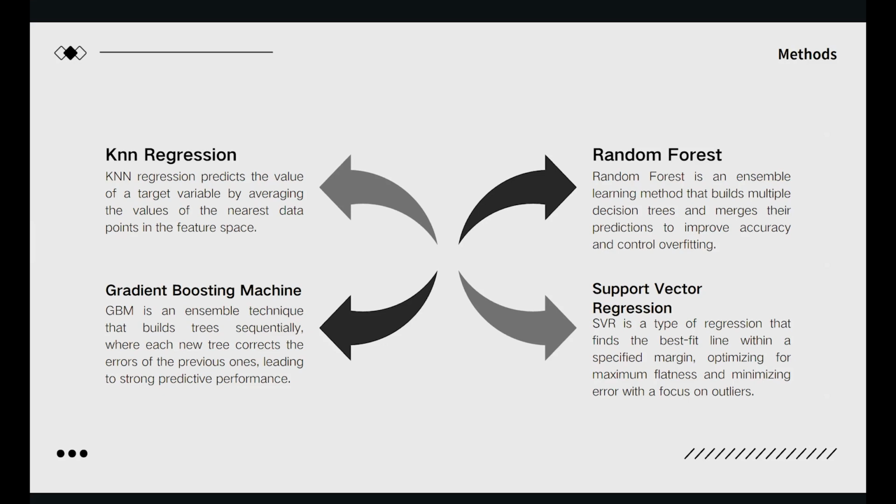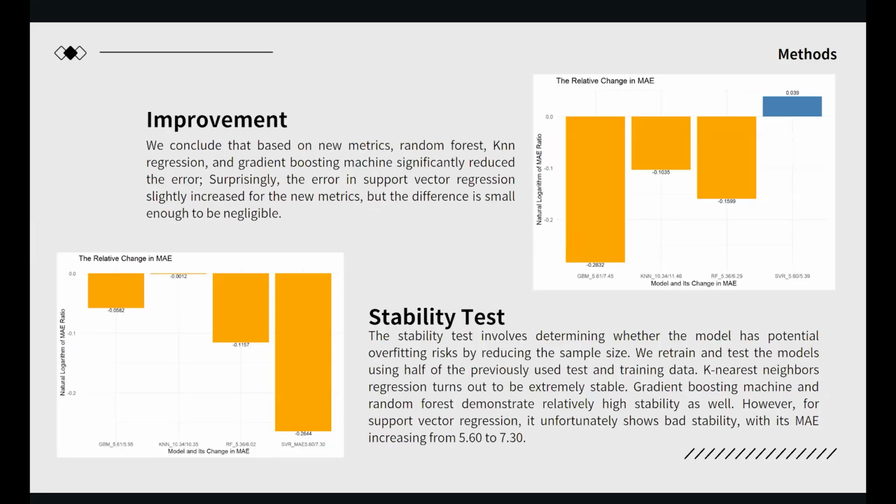The machine learning models we choose are K nearest neighbor regression, random forest, gradient boosting machine, and support vector regression. We conclude that based on new metrics, random forest, K nearest neighbor regression, and gradient boosting machine significantly reduced the error. Surprisingly, the error in SVR slightly increased for the new metrics, but the difference is not small enough to be negligible because the relative change in MAE is the natural logarithm of the changes.